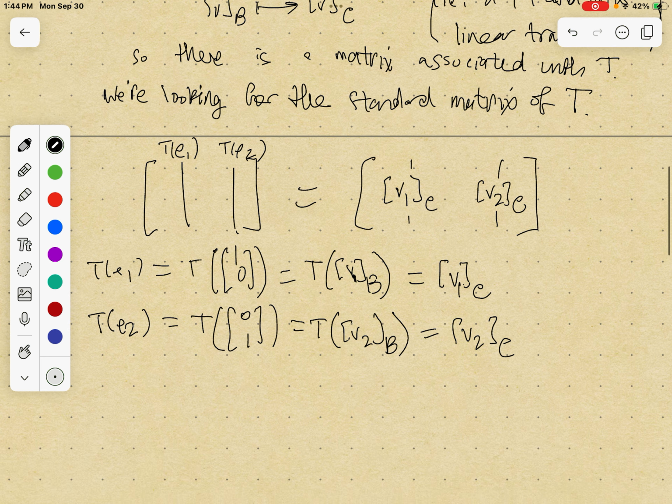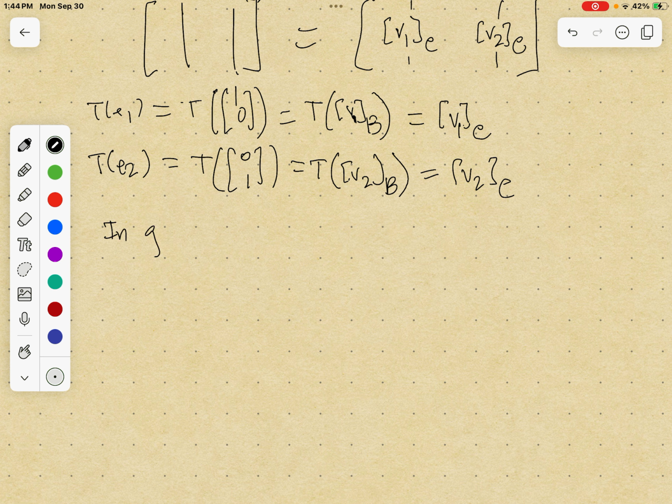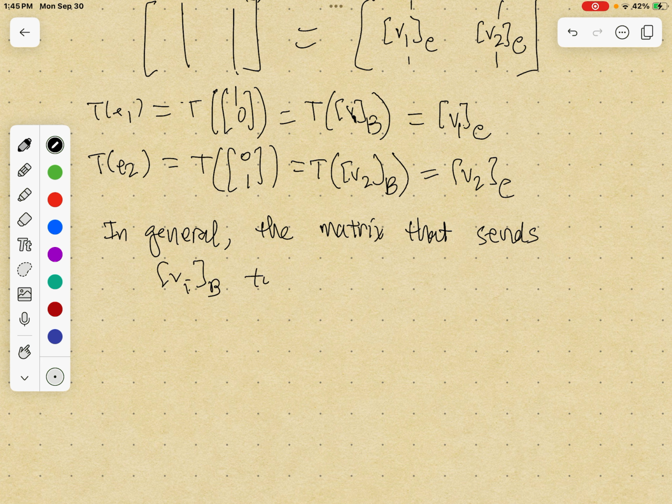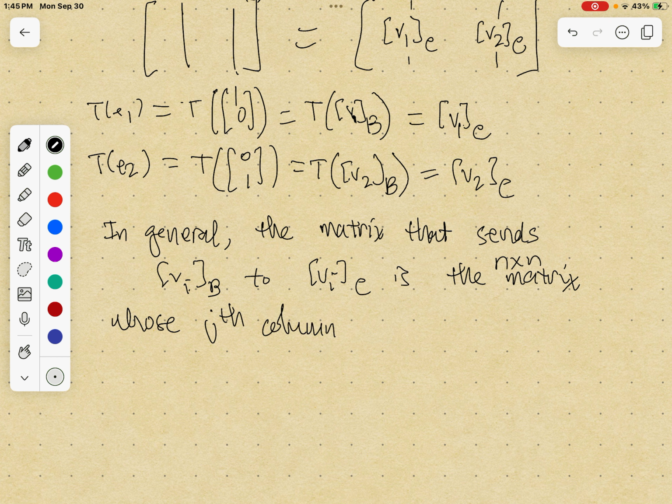Okay? And so in general, the change of basis matrix, the matrix that sends, say, Vi relative to B to Vi relative to C, is precisely the n by n matrix whose jth column, for j equals 1 through n, is the coordinate vector of Vj relative to the basis C.